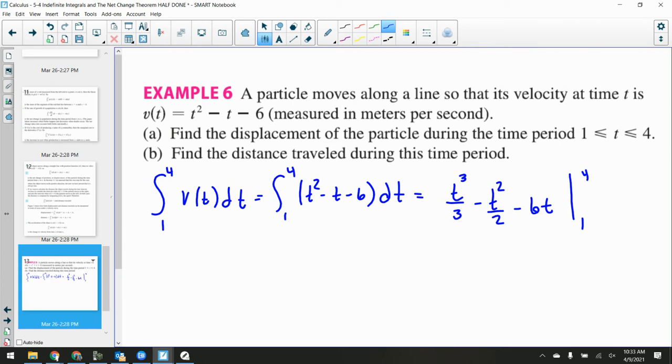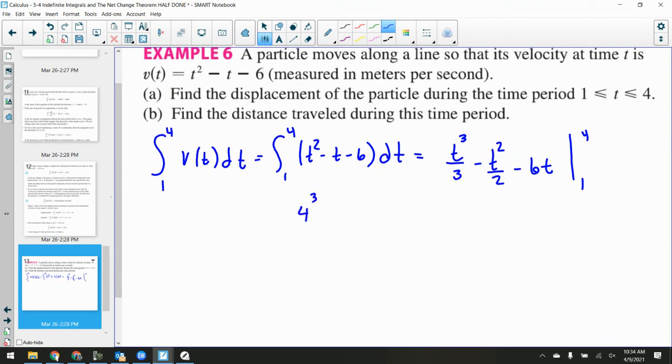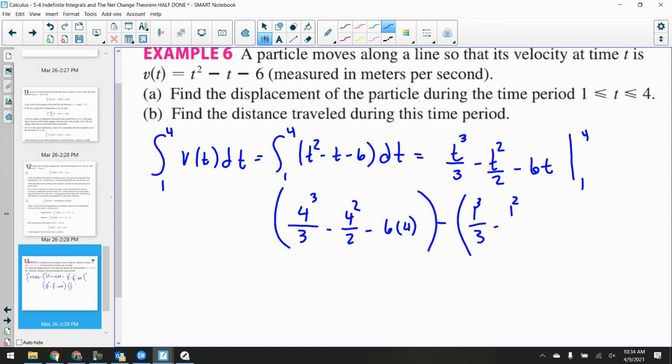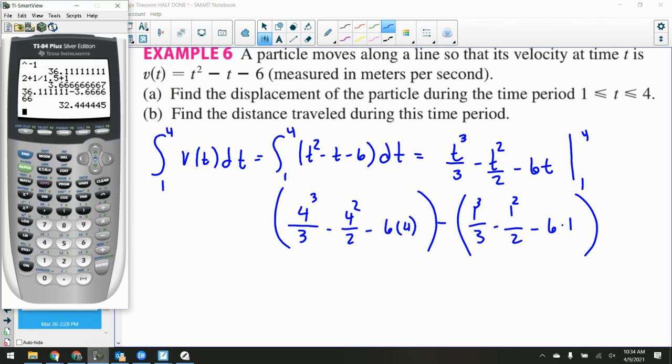And all I'm going to do is run those two values: 4 to the third over 3 minus 4 squared over 2 minus 6 times 4, minus 1 to the third over 3 minus 1 squared over 2 minus 6 times 1. All I'm doing there is plugging my two time values into the position function to find the full displacement. So let's plug it in. Let's see what we got.